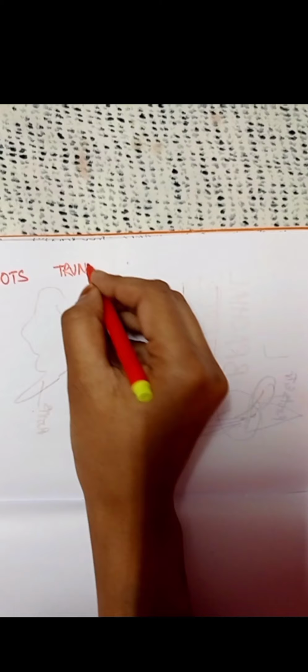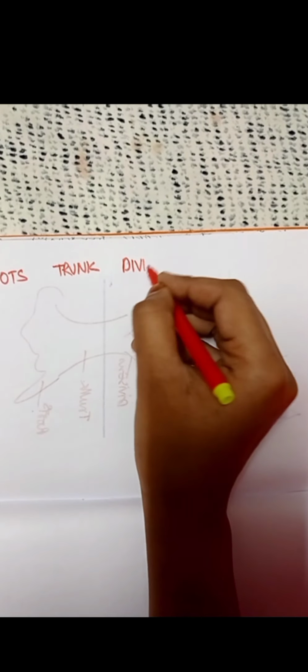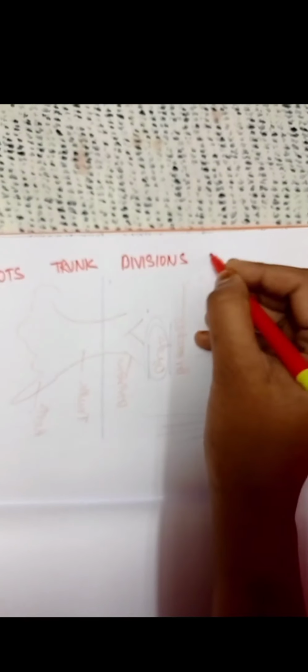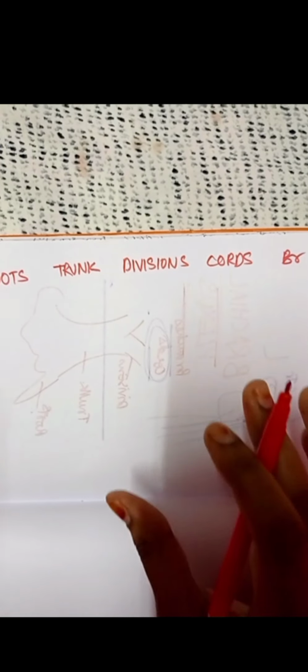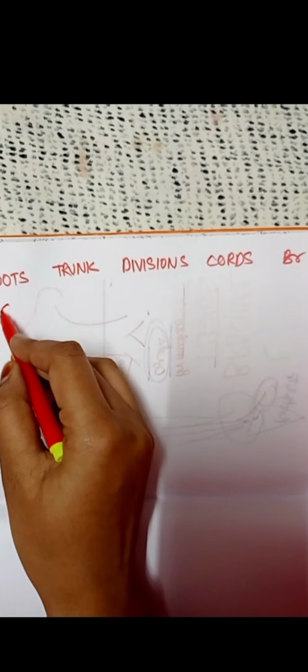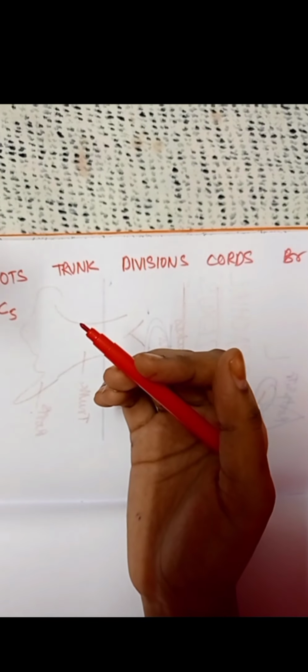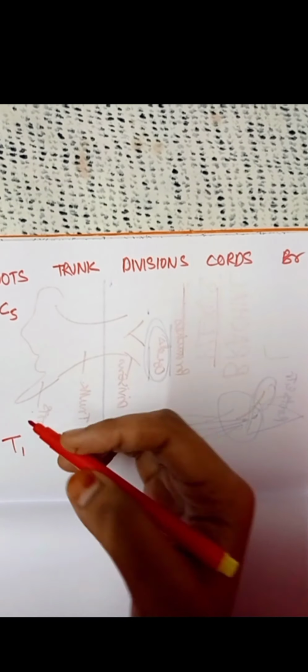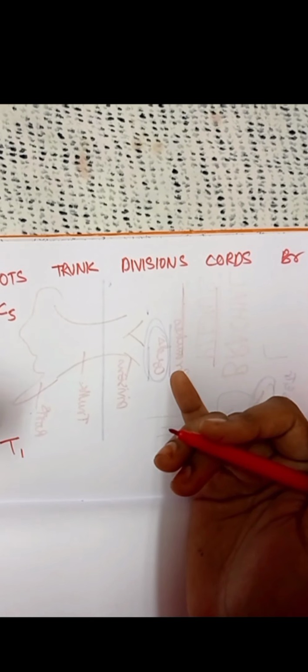Now let us understand it in the form of a line diagram. What are roots? I will write, one second. So we have roots, trunks, divisions, cords and branches. For roots, remember five. Roots means five. It will start from C5 and end at T1. So five, one, T1. You can remember it like that. Roots is five.